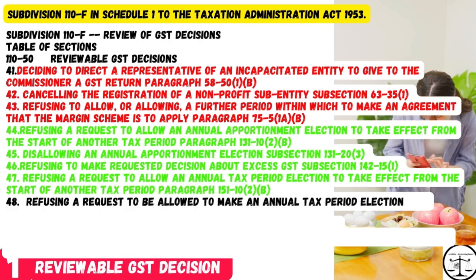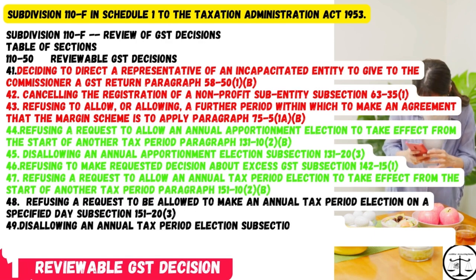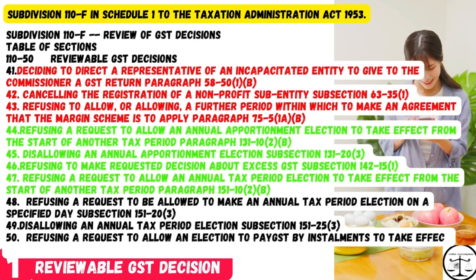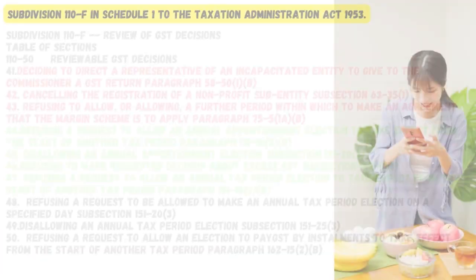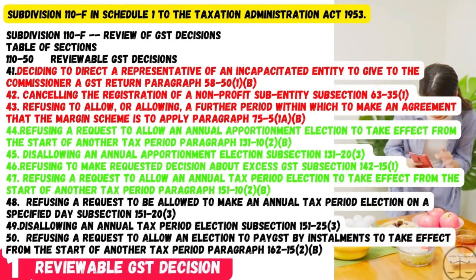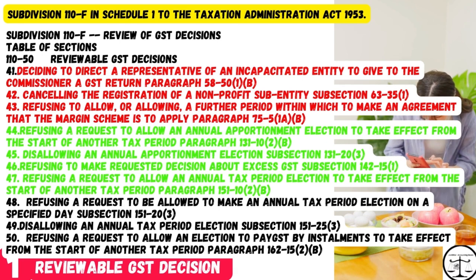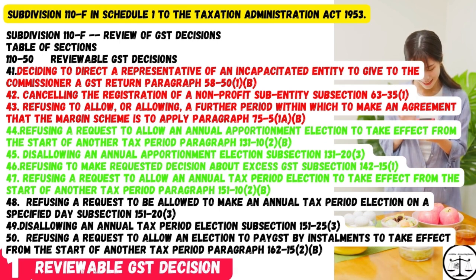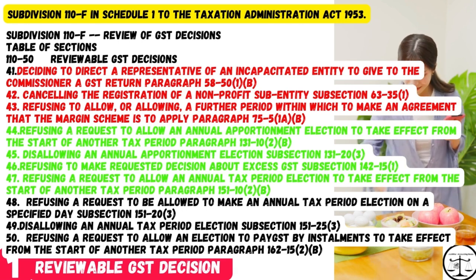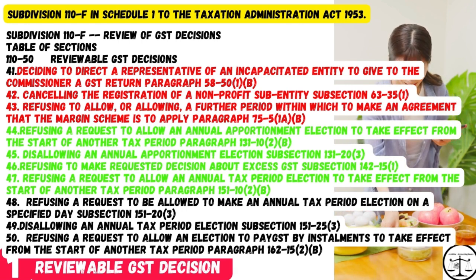43. Refusing to allow, or allowing, a further period within which to make an agreement that the margin scheme is to apply, paragraph 75-5(1AB). 44. Refusing a request to allow an annual apportionment election to take effect from the start of another tax period, paragraph 131-10(2B).